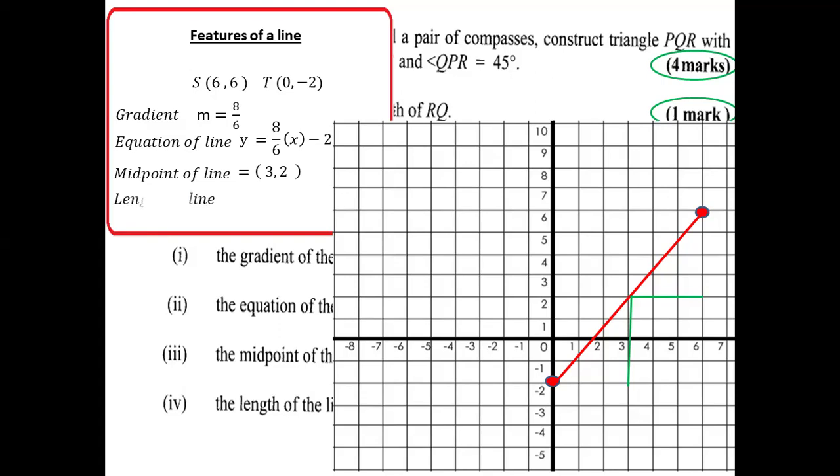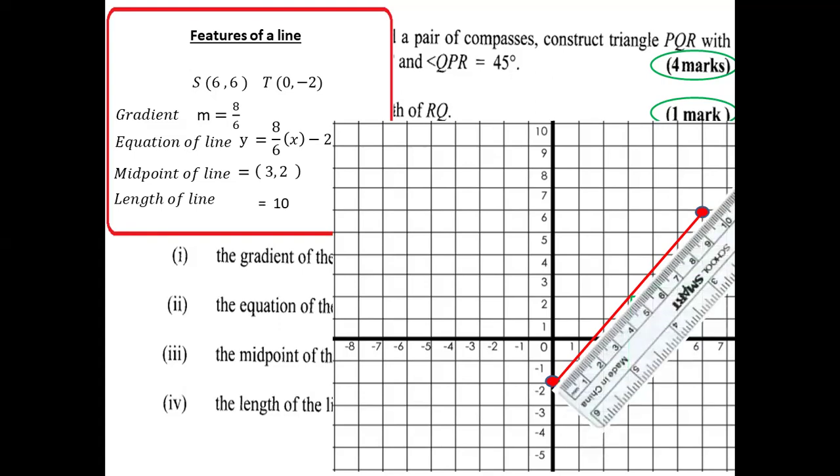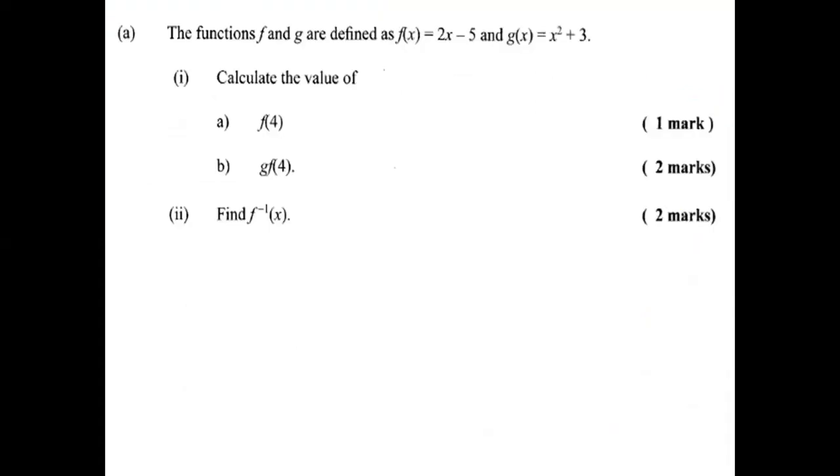All right, the length of the line now. Naturally, there's nothing you could look at there and just figure the length of the line out. You have to grab the ruler and measure it, all right? 10 centimeters. Now, that was just an alternative way to do this question if you don't remember all the formulas. All right, very good.